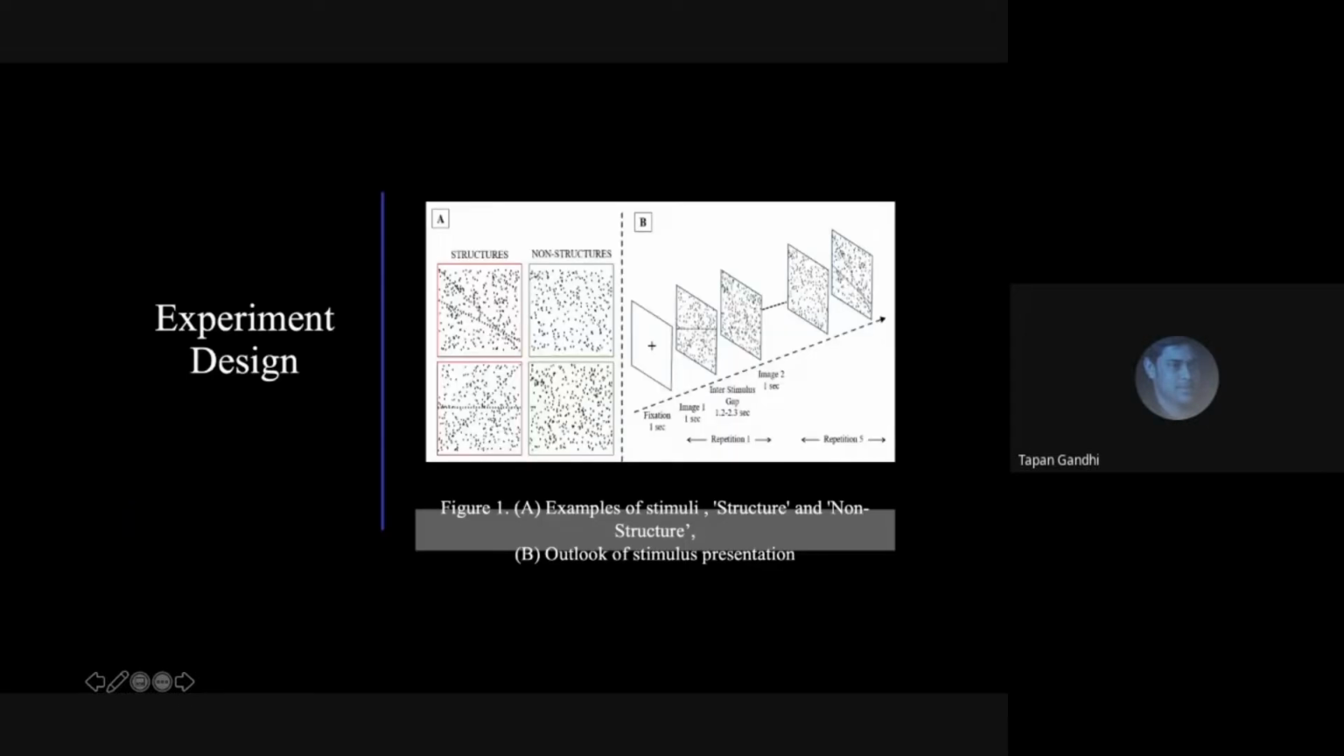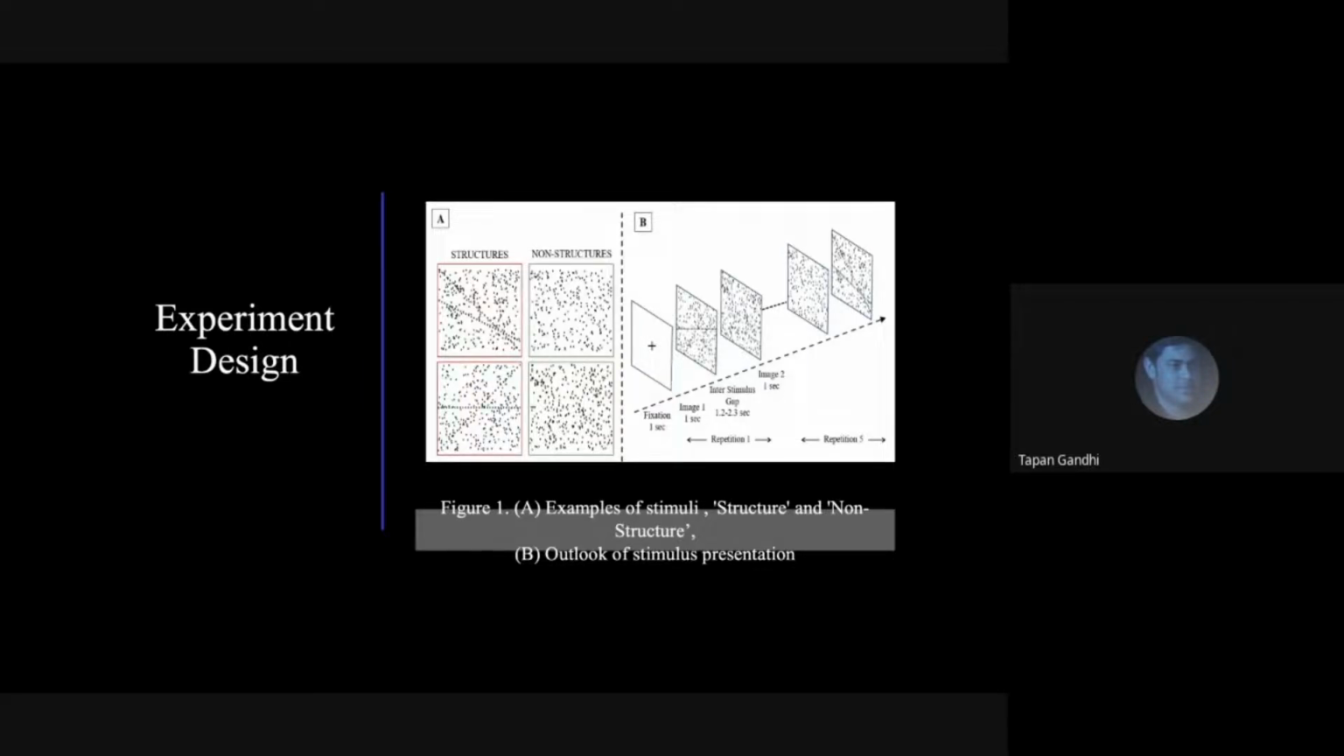So here you can see the experimental design. On this slide, on the left side it's written structure, and on the right side it's written non-structure, right? Structure means, let's say these are all random dots. In some cases the dots are aligned and look like a line, but in other cases the dots do not look like a line. So the question is how your brain is able to see a line in the case of structure, and in the other case it's not able to see any line.